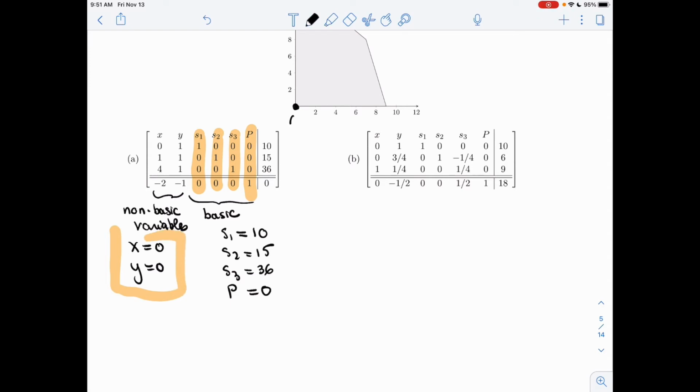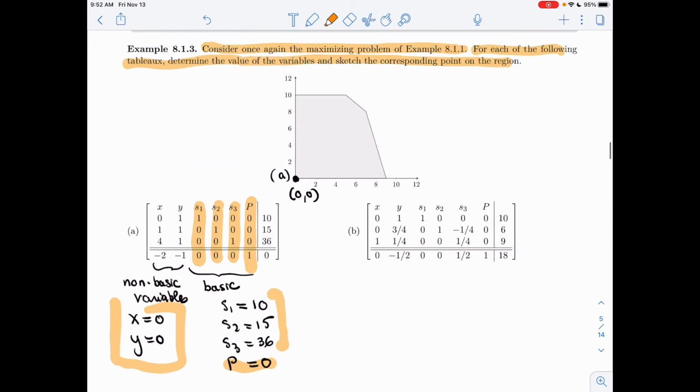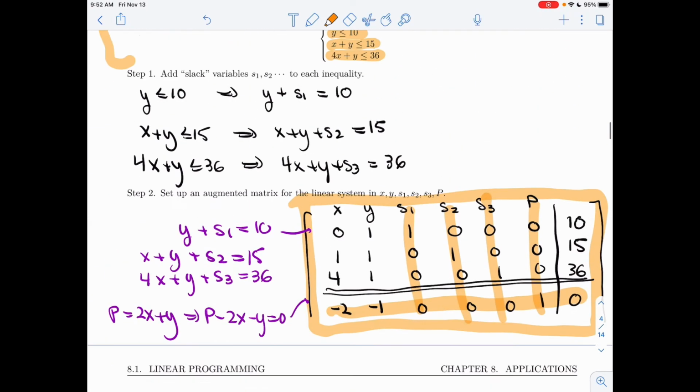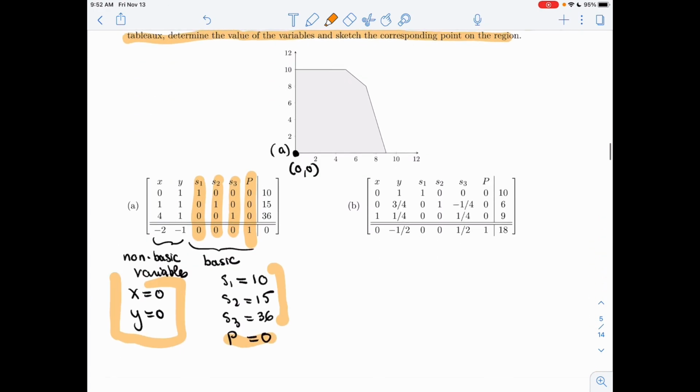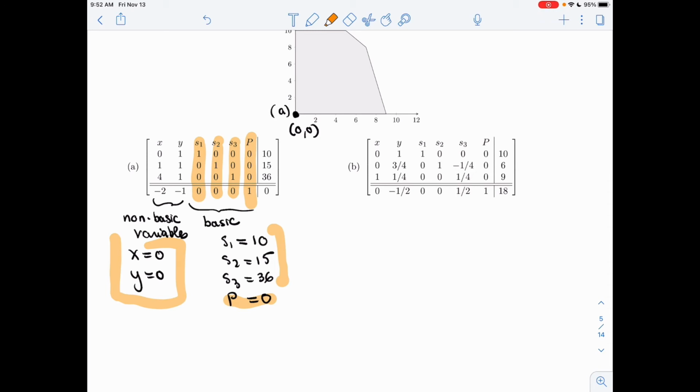So here. And that's the one from A. And you could see that at that point, the profit is 0, so everything matches. And this is how many of each resource we have left. Well, that's how many resources we had of each. So 10, 15, and 36. We haven't used anything since we haven't produced anything, and so they're still all at 10, 15, 36.